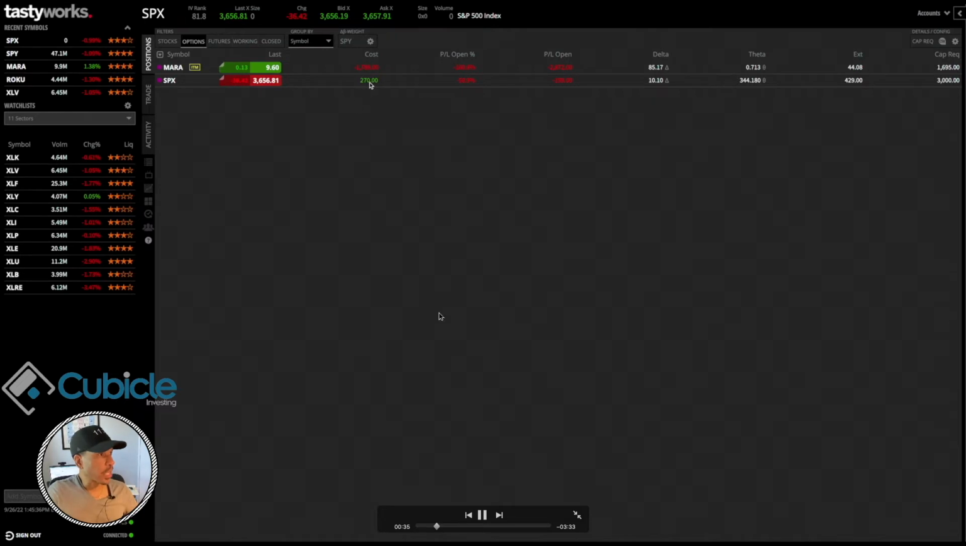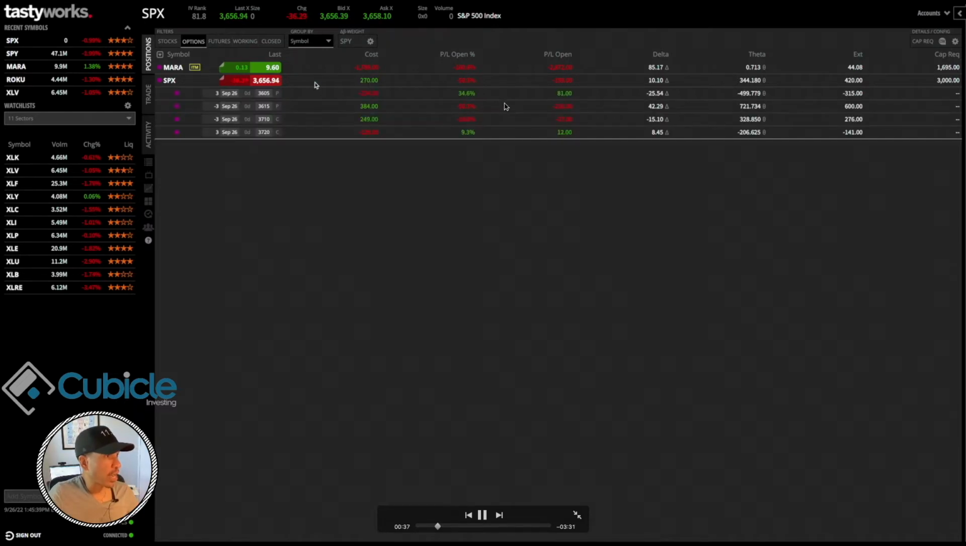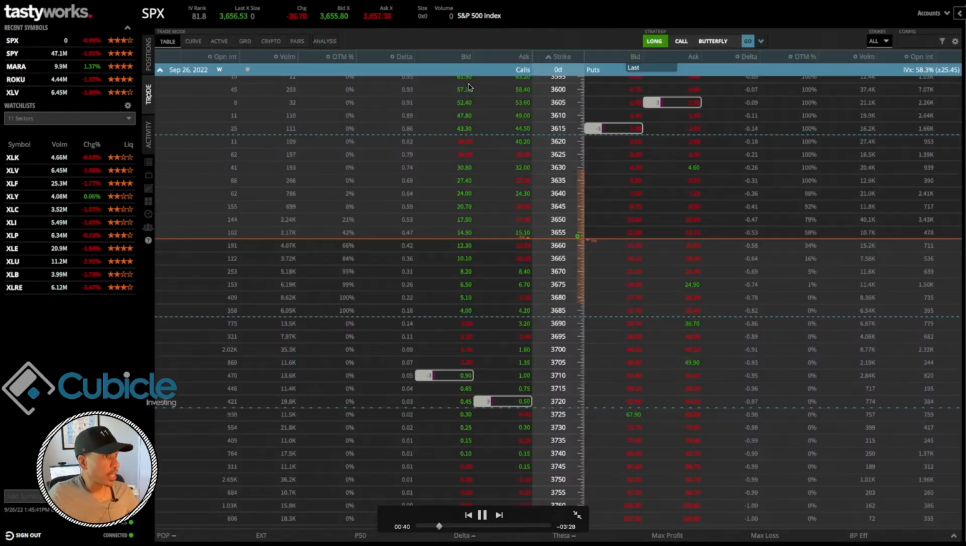As you can see, I took in $270, and right now the P&L is in red, it's negative, because an option contract is a depreciating asset, meaning just like a car, the more you drive a car, the more the value of that car depreciates, right? With an option contract, the closer you get to expiration, the more value your position loses.